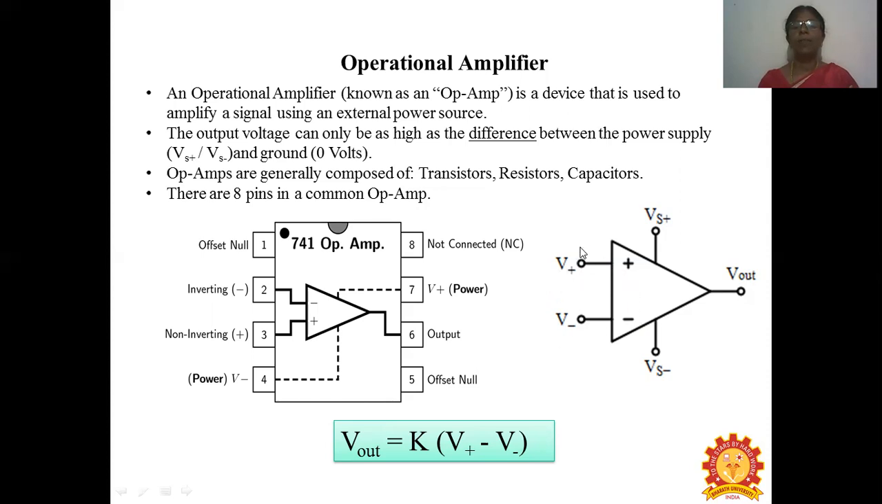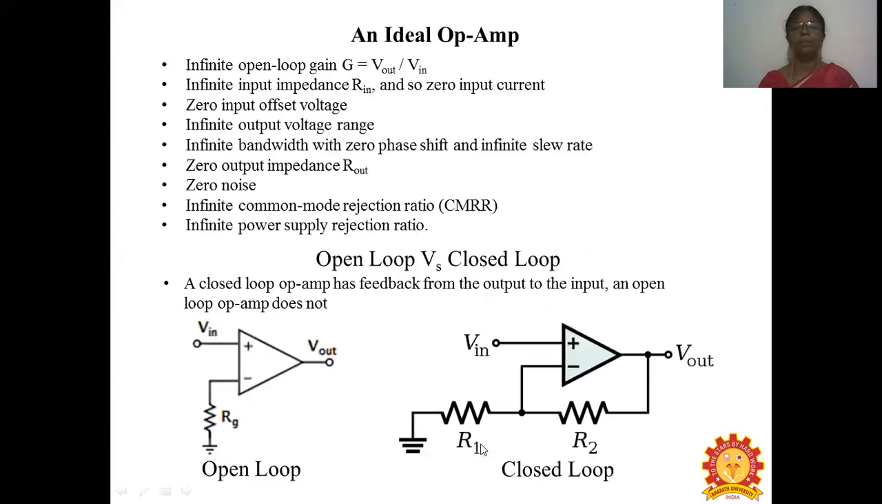In a simple way, we can represent the operational amplifier circuit like this circuit diagram. Here only 2 inputs and 1 output are available. V plus is connected to the non-inverting input of the operational amplifier circuit and V minus is connected to the inverting input of the operational amplifier circuit.